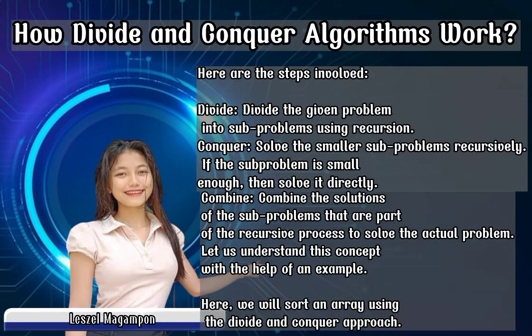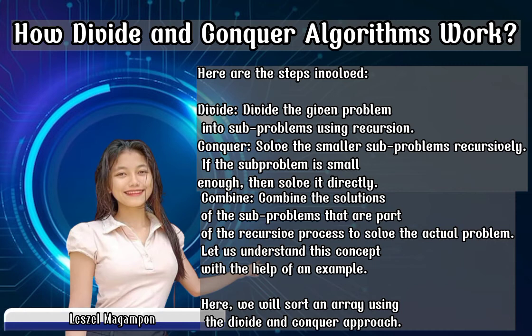How divide and conquer algorithms work. Here are the steps involved. Divide: divide the given problem into subproblems using recursion. Conquer: solve the smaller subproblems recursively. If the subproblem is small enough, then solve it directly. Combine: combine the solutions of the subproblems that are part of the recursive process to solve the actual problem.